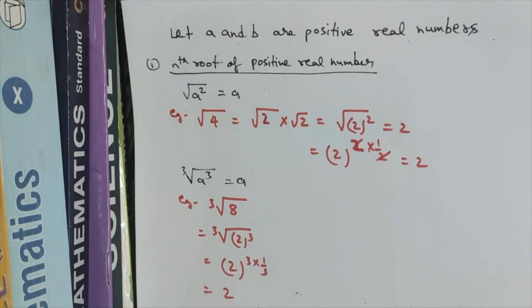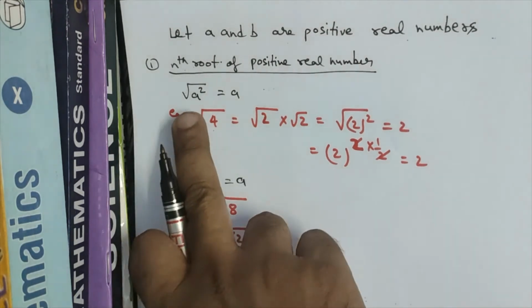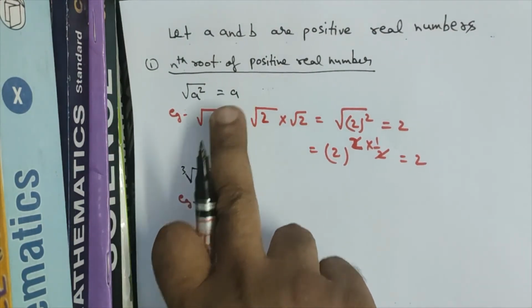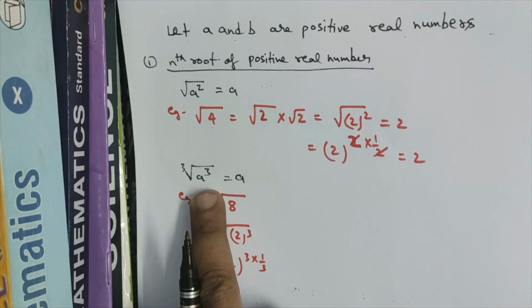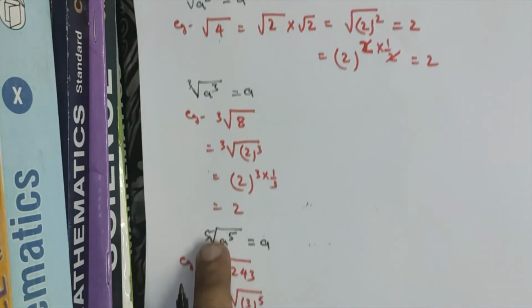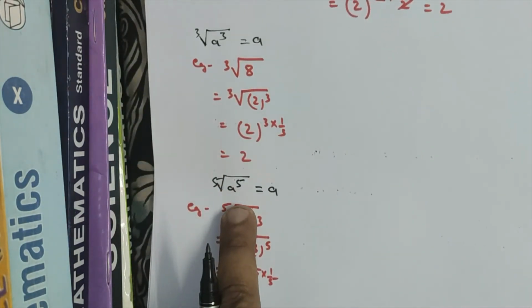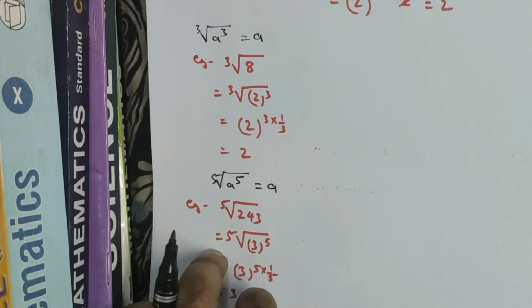Okay, the next point. Let a and b be positive real numbers. Then we talk about the nth root of a positive real number. For example, square root of a square is equal to a, cube root of a cube will be equal to a, fifth root of a power 5 will be equal to a, and so on.